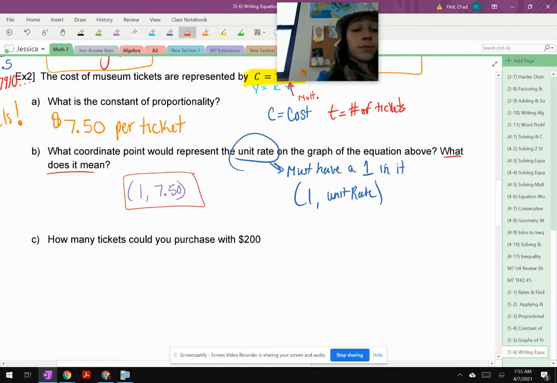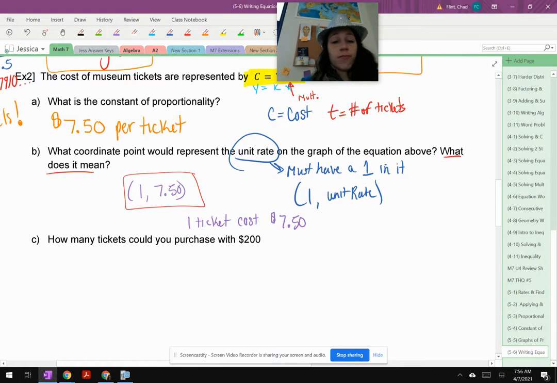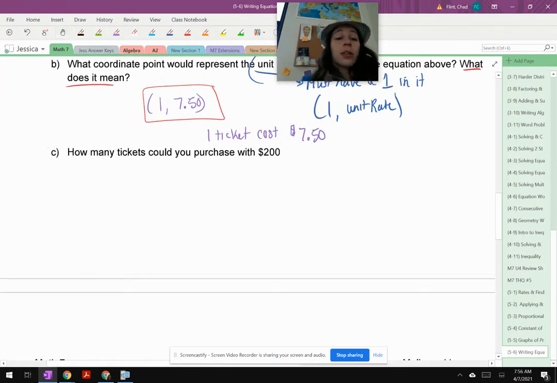What does it mean? Again, making sure you're answering all parts of the question. I almost skipped that there. What does it mean? It means 1 ticket costs $7.50. Part C now. How many tickets could you purchase with $200?